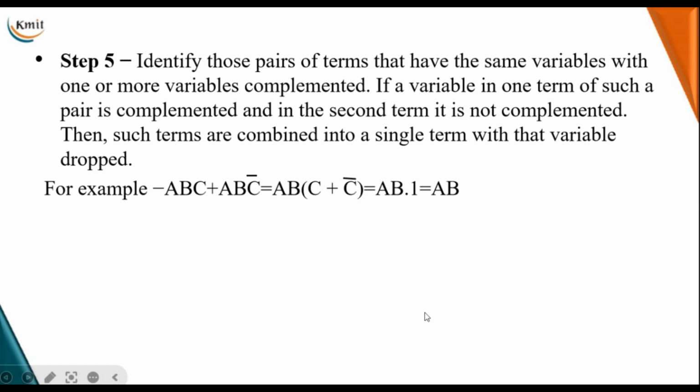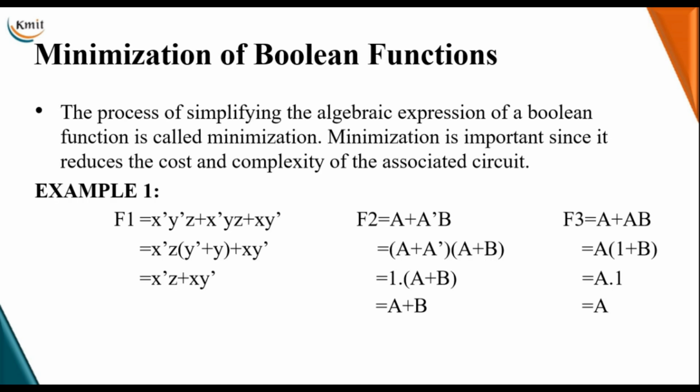Like this we have to always check these steps. We need to follow these 5 steps for minimizing the function, and use the suitable laws and theorems in each step. Then we will find Boolean expressions which can be implemented with a smaller number of gates after minimization. Now let me proceed by using these basic steps, using the laws and theorems for minimizing.